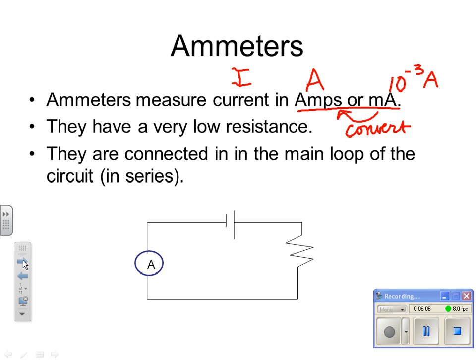They have a really, really low resistance, and so they're connected in the same wire as everything else. So they measure the current at this spot right here. So wherever it is, it's telling you how much charge is flowing through every second at that spot.